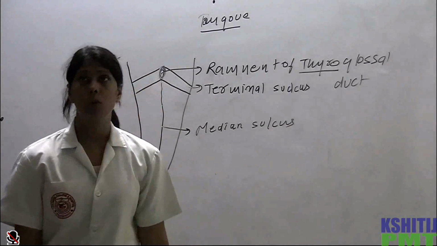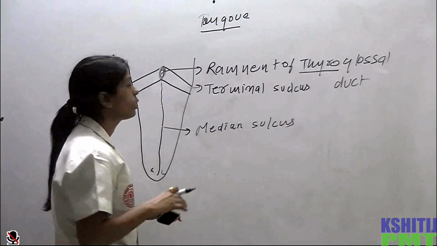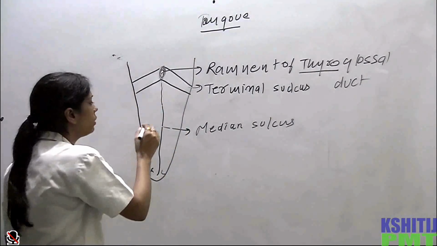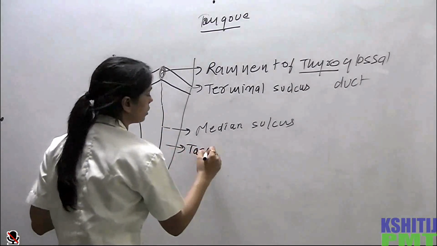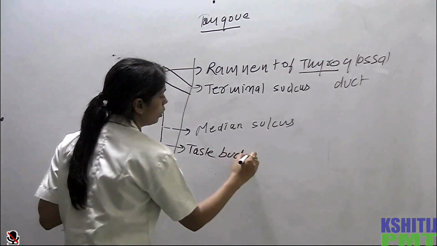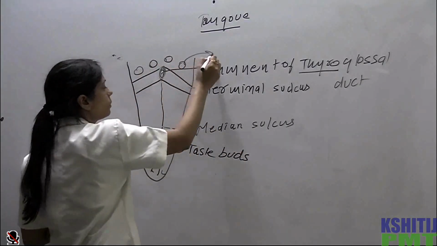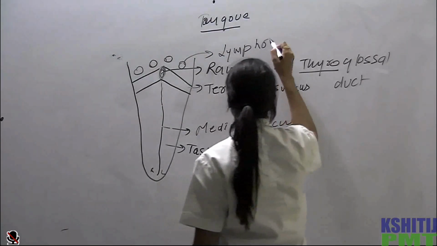Now, the anterior part of the tongue consists of taste buds. Anteriorly we have taste buds, and posteriorly we have lymphoid tonsils.